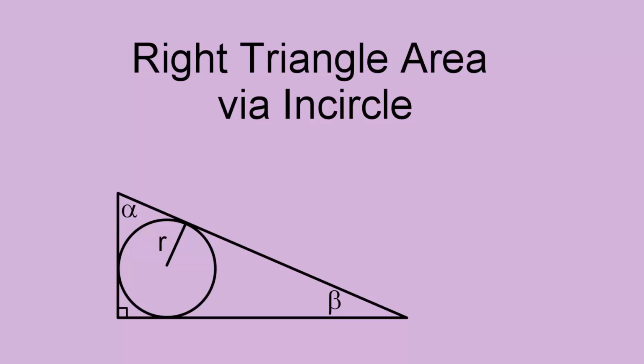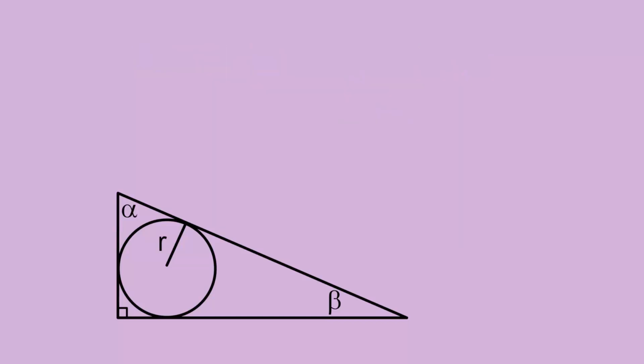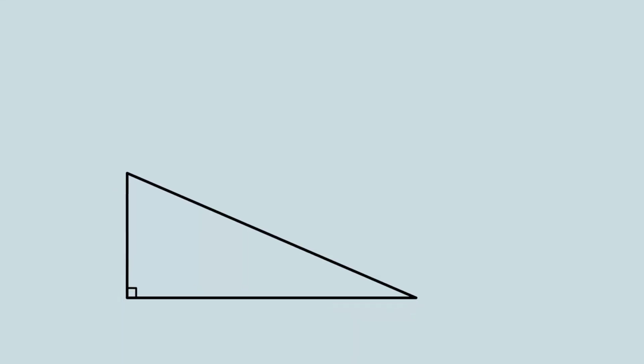In this video, we will explore the relationship between a right triangle and its incircle and discuss that relationship in terms of a theorem, and then we will prove that theorem. So we start with a right triangle and we mark its acute angles as alpha and beta.